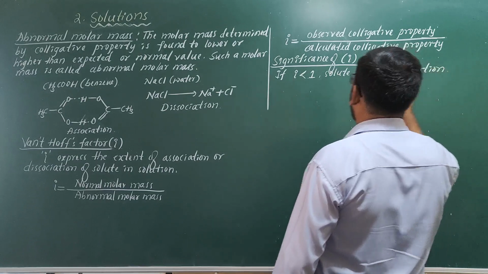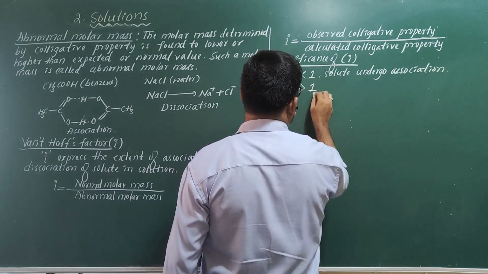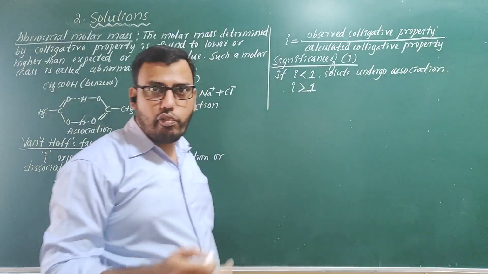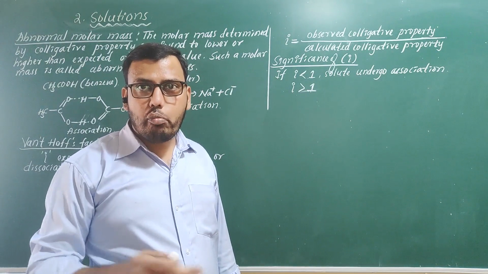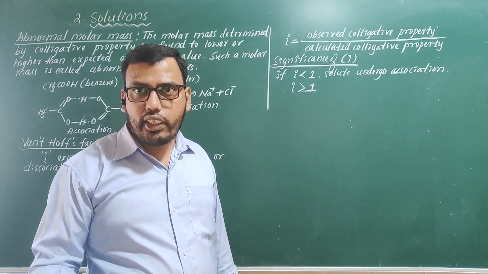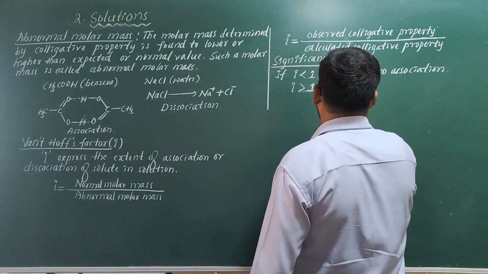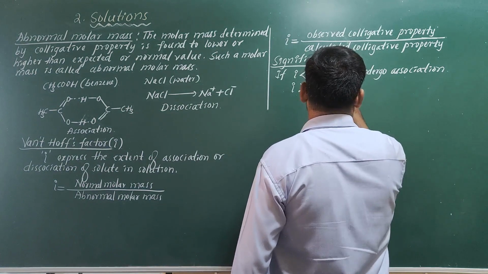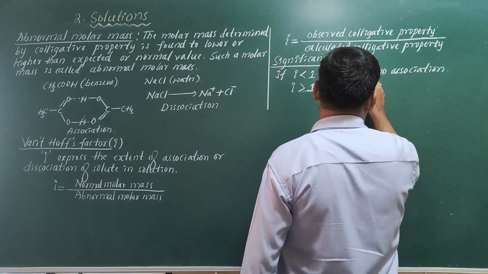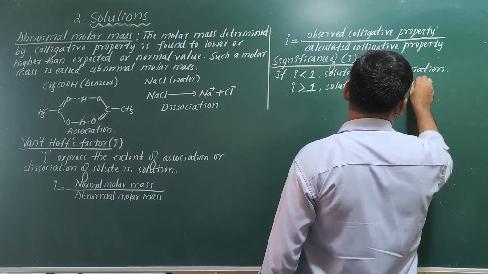Similarly, if the i value is greater than 1, it means more than 1. When NaCl is dissolved in water, 1 mole of ionic solid becomes 2 moles of ions, so the number of moles increases. This is called dissociation. If the i value is greater than 1, the solute undergoes dissociation.